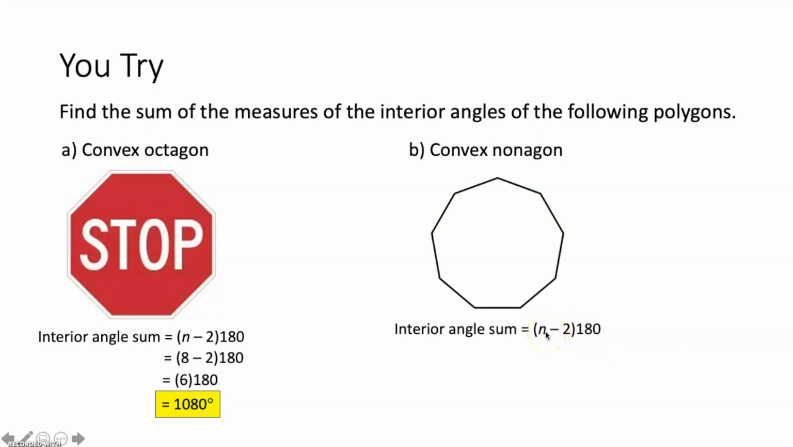n, again, is the number of sides. So in this figure, we have 1, 2, 3, 4, 5, 6, 7, 8, 9 sides. That's why it's a nonagon. We plug in 9 for n. 9 minus 2 gives me 7. 7 times 180 gives me 1,260 degrees. That's the sum of the interior angle measures of this convex nonagon.